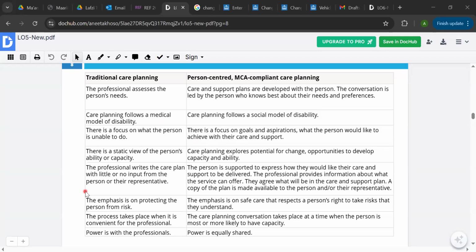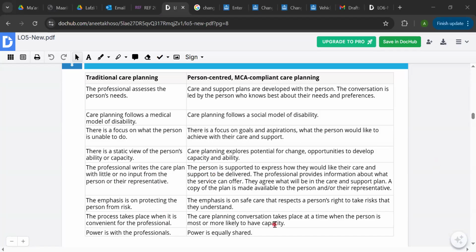In traditional care planning, there was a static view of the person's ability or capacity, whereas in the person-centered approach, care planning explores potential for change, opportunities to develop capacity and ability. Initially, it was the professional who wrote the care plan, and they had little or no input from the person or any of their relatives or their representatives.